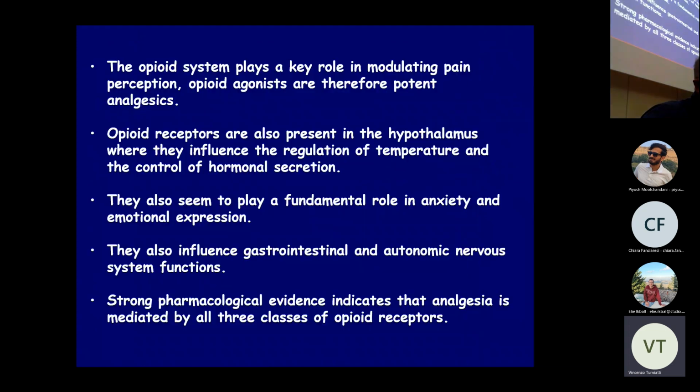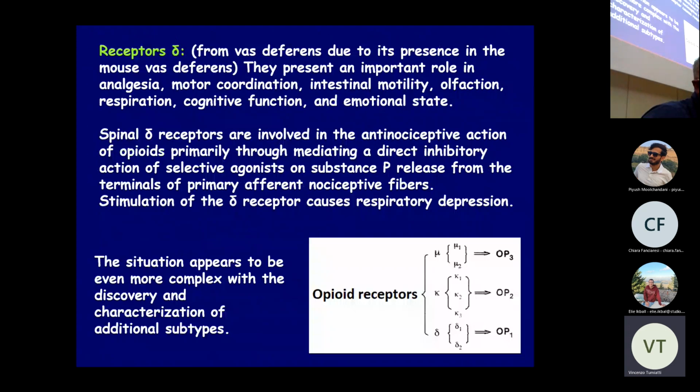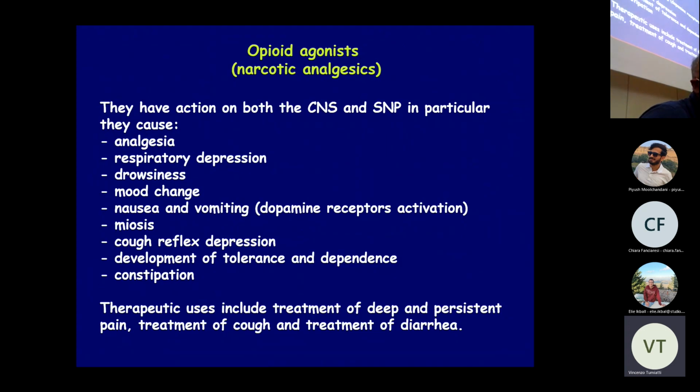Different types of opioid receptors. We have described OP1, OP2, and OP3, the effect of the agonist. In this class, we have agonists, full agonists, partial agonists, we'll see, and antagonists, pure antagonists. At the beginning, we will start to describe opioid agonists.